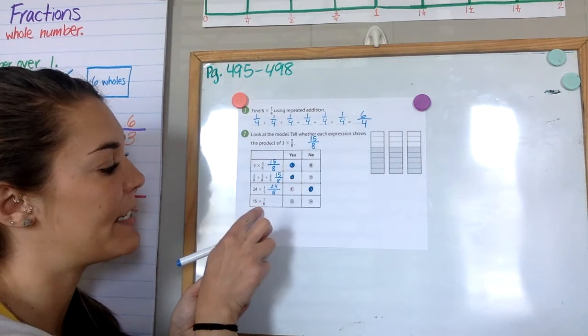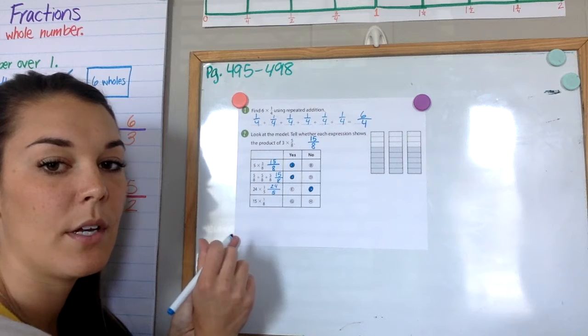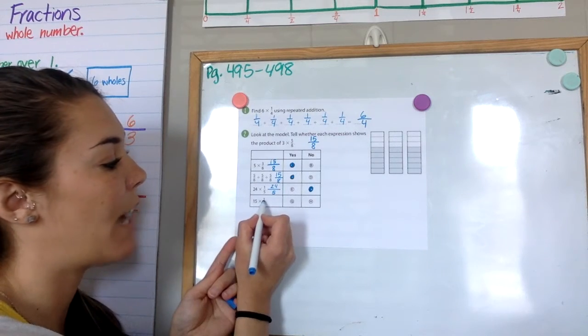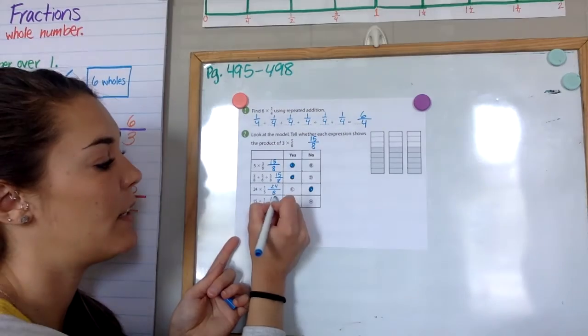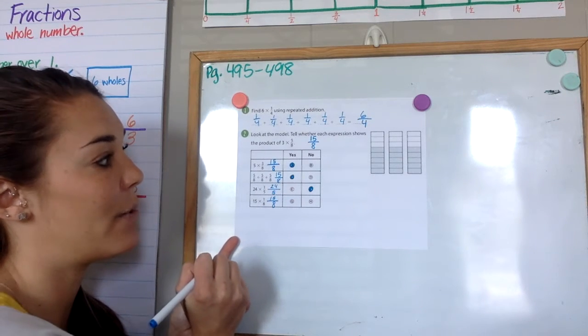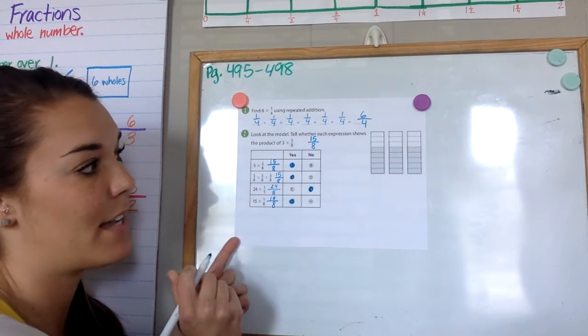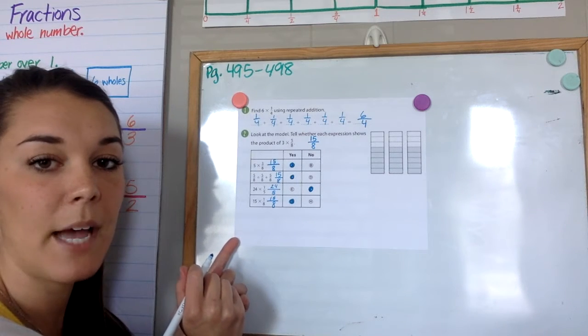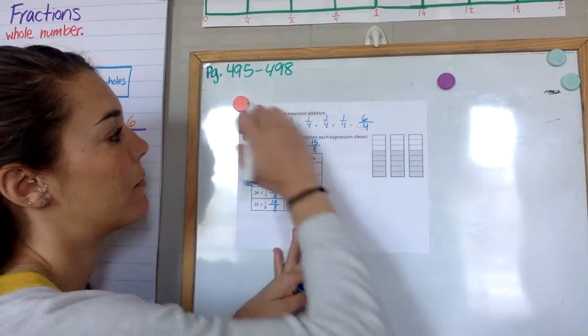Okay, how about 15 times 1/8? So let's solve it. 15 times 1 is 15. Anything times 1 is itself. Our denominator here is 8, so that equals 15/8. That's a yes. Okay? Moving on.